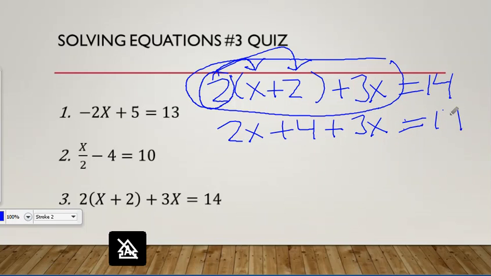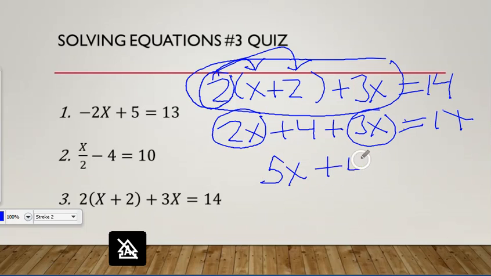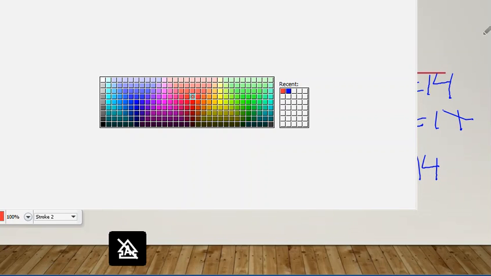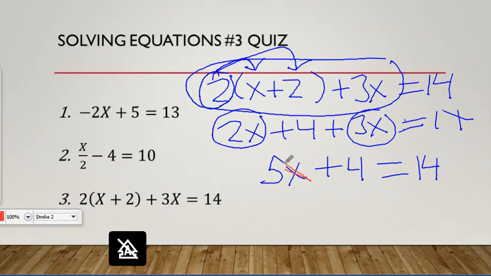And we are not done simplifying yet. On this left side, we have some like terms that we can combine. 2x and 3x gives us 5x plus 4 equals 14. Now from there, we can go ahead and solve. Remember, we're solving for the x. We're trying to get the x all by itself. Here's our x right here.